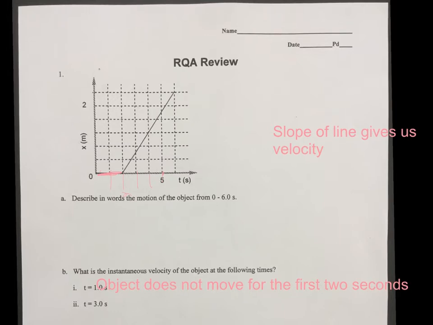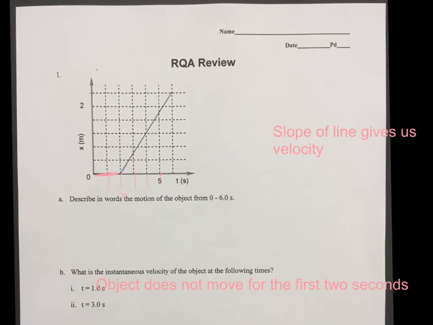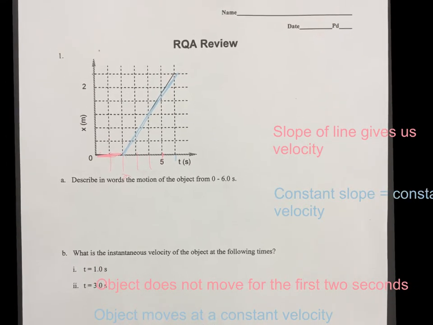Then after 2 seconds, the object travels at a constant speed. I know it's a constant speed because it has a constant slope. It doesn't ask me to calculate it, so I can just say from 2 to 6 seconds, the object moves at a constant velocity. All right, so that takes care of letter A.